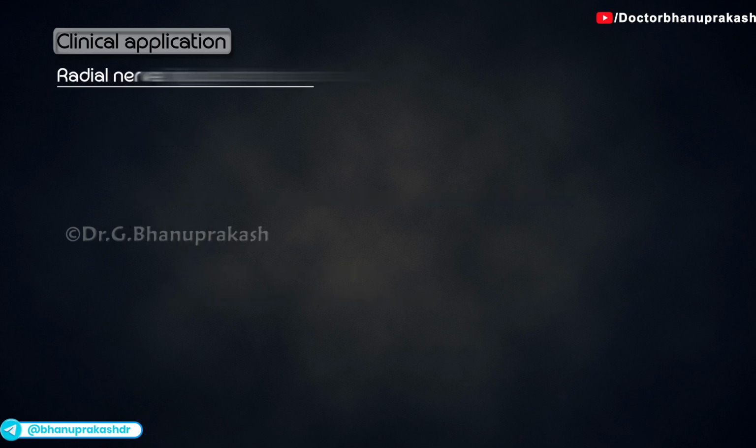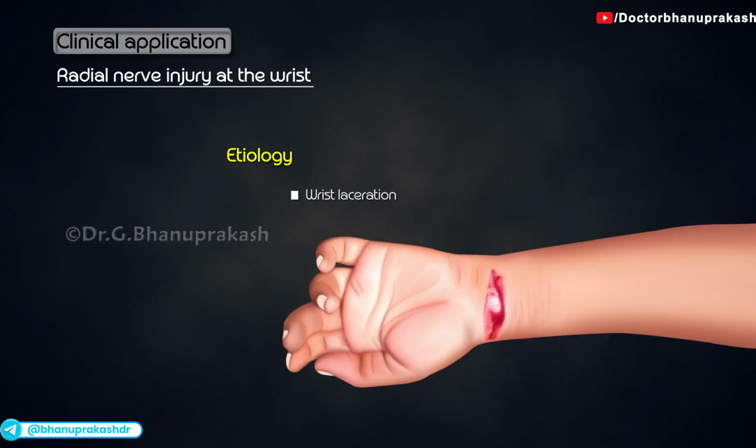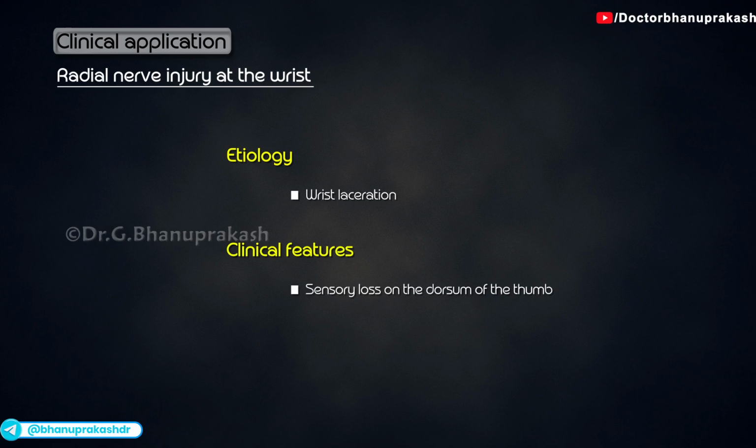Radial nerve injury at the wrist. This is commonly seen in cases of wrist lacerations and results in sensory loss on the dorsum of the thumb with no motor deficits.